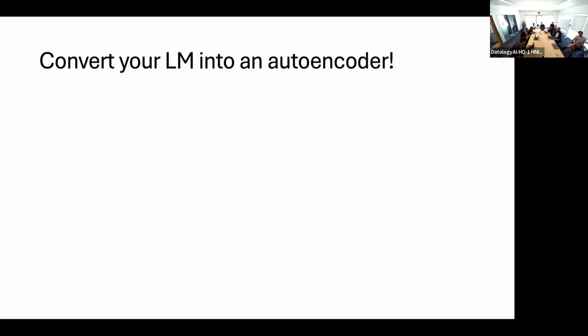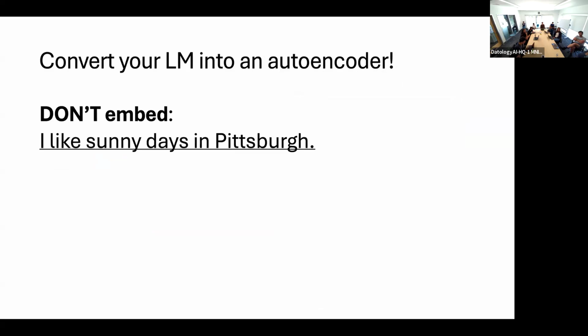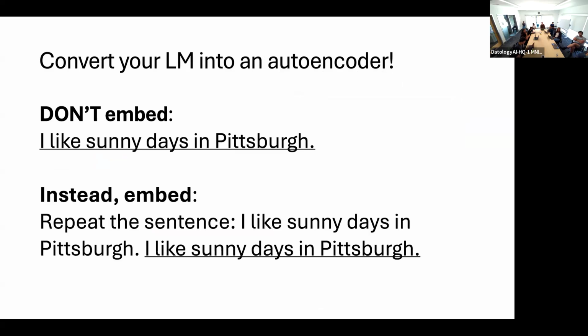So the question is, how do you convert your language model into an autoencoder? We're going to talk especially about doing this without any other training, but you can also do training with this. We'll mention that at the end. The idea, based on the title, is very simple. You don't want to embed just "I like sunny days in Pittsburgh." Instead, you want to embed "I like sunny days in Pittsburgh, I like sunny days in Pittsburgh," repeating it, maybe with a prompt like "repeat the sentence." We know that autoencoders were doing extremely well on the leaderboards, so why not take your LM and convert it into an autoencoder? You can just prompt it to do autoencoding. It works.